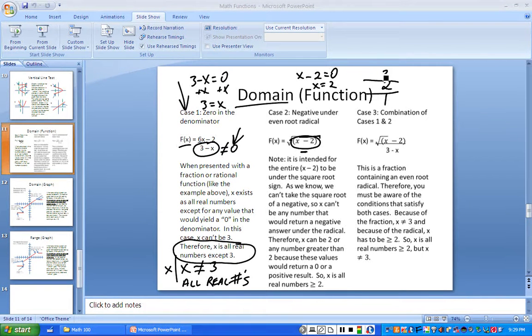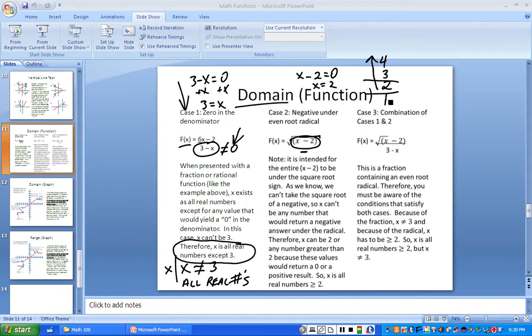Now, if I go up to 3, what'll happen? If I plug in a 3 for x, 3 minus 2 gives me a 1, so that's a positive number. Or let's say I go up to 4. If I plug in a 4, 4 minus 2 gives me a 2, which is positive. So it looks like I'm safe at 2 and anything bigger than 2. Now let's look at 1. If I plug in a 1, 1 minus 2 gives me a negative 1.